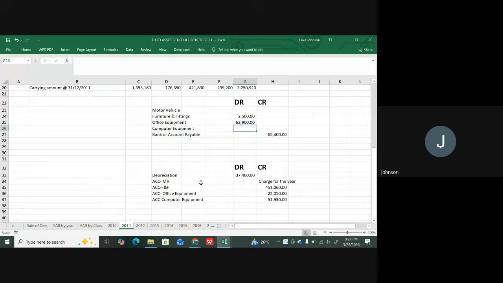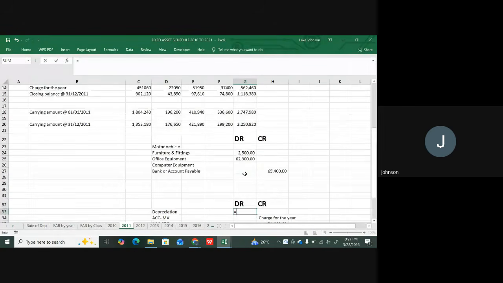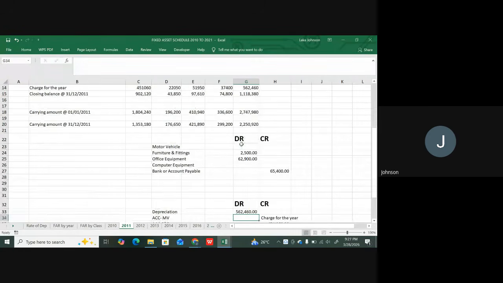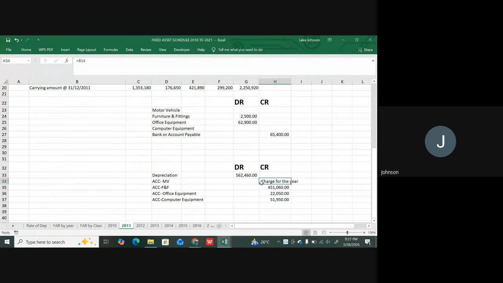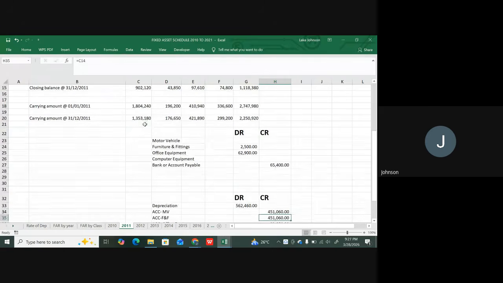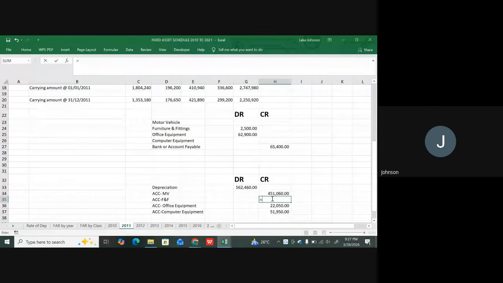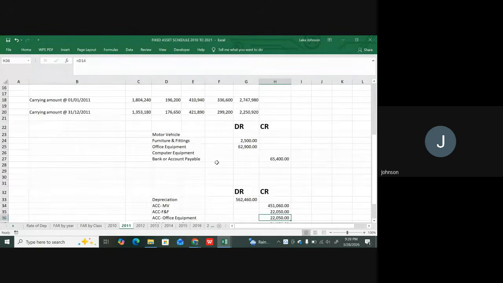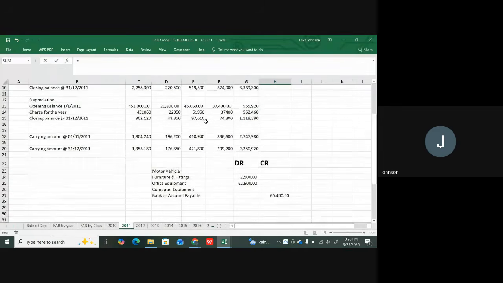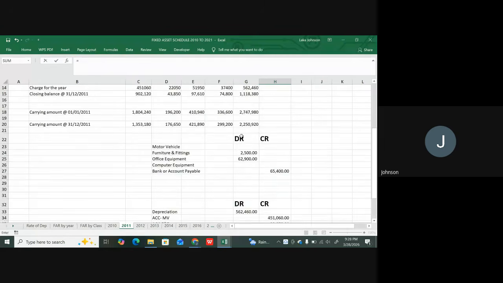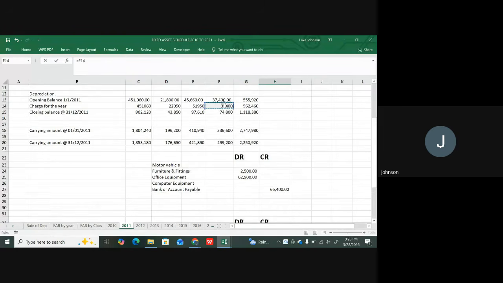Then for the accumulated depreciation, we're going to have the charge for the year. This is what we're charging for the year, and this is what you're going to pick for the year. Then for the individual place, for motor vehicle, you're going to pick these. For the other one, you're going to pick these. Then for the last one, you're actually going to pick this.